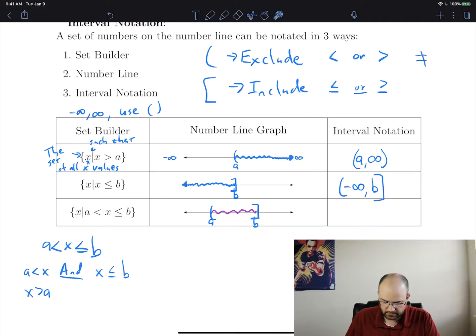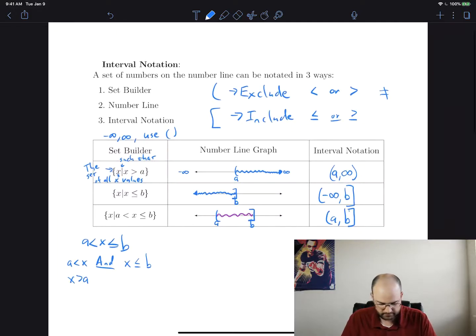Okay, so a to the left, b to the right means that for our interval notation we have a, comma, b. The a was excluded, the b was included. And that's pretty much it.